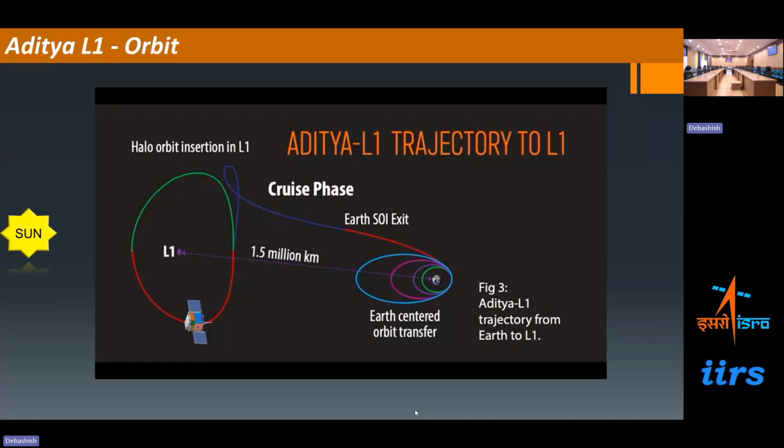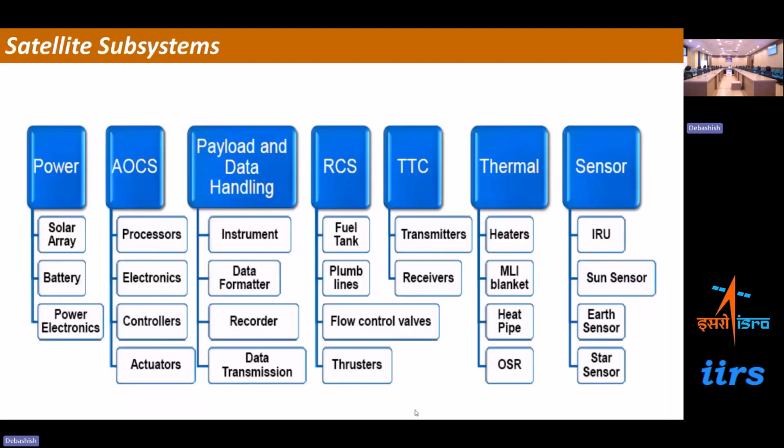So these are all types of orbits which are very mission specific. For any mission, when scientifically taken, this orbit is important. So the primary objective is to get the orbit first. Once we get the orbit, then we will go for the satellite subsystems.